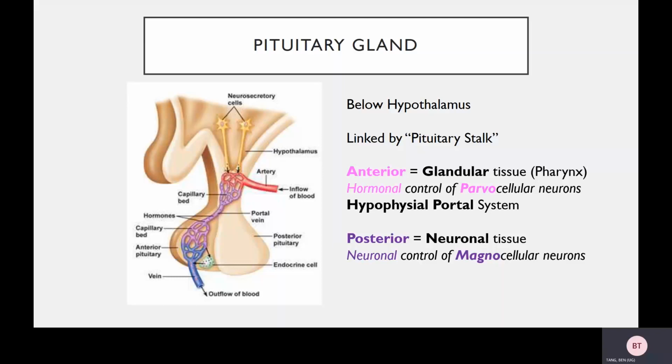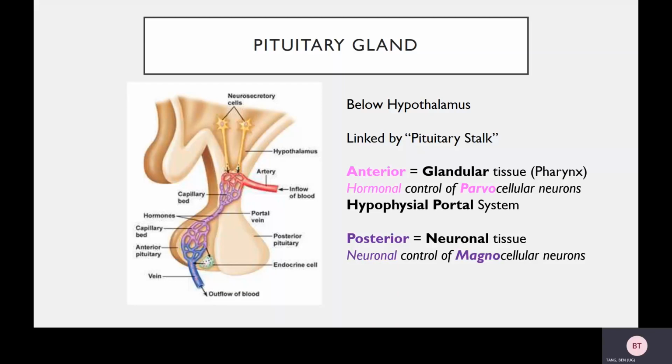And portal just pretty much means a collection of blood vessels, right? You can think of the hepatic portal system, which is used to basically filter all the blood from the venous system in your body. But I'm diverging from the point. Basically, the blood flow means that hormones are used to control the anterior pituitary gland.